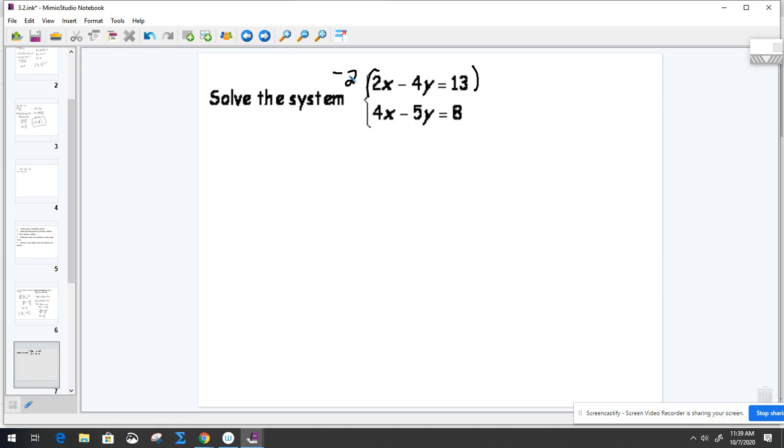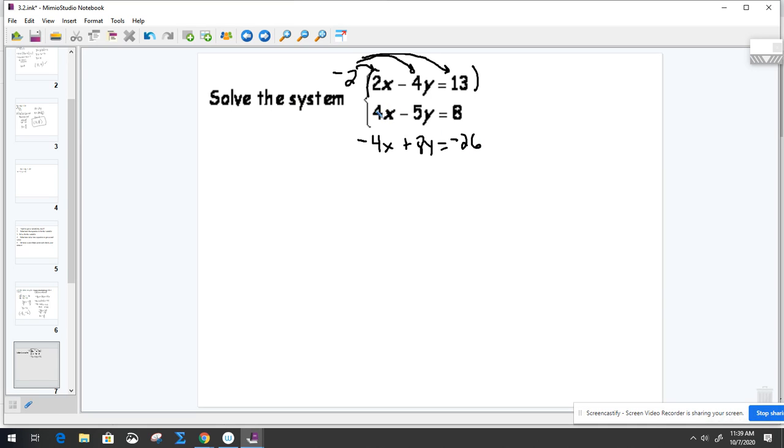Because I said I want to cancel the x's, and I need to make them opposite. So I'm going to multiply and distribute this negative 2 to all three of these, which would be a minus 4x plus 8y equals a negative 26. Okay, so now you can see that I changed the top equation. It's still equal and has the same exact value, but I have a negative 20. I have opposite coefficients.